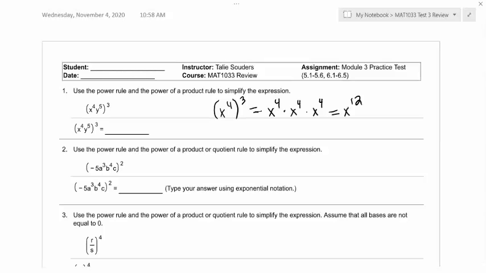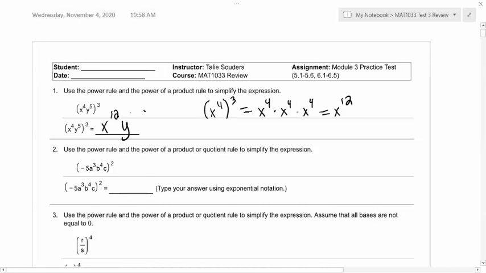So it's x to the 12th, and then it would be y to the 15th. 15th.